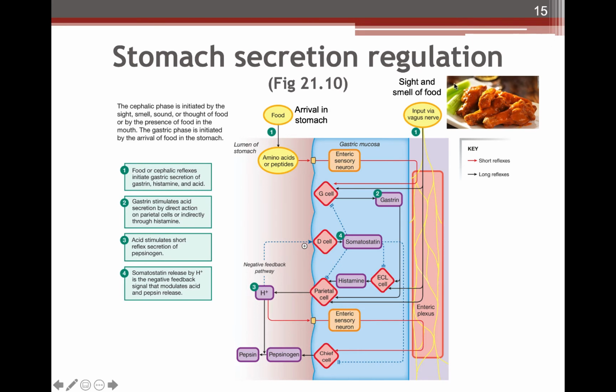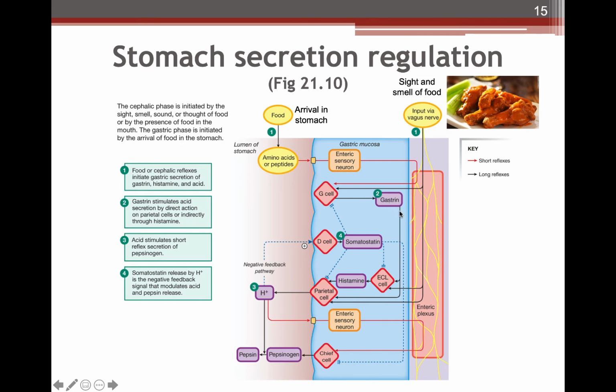The sight and smell of food is also transmitted via this black arrow to the G cells. And so that's transmitted via parasympathetic innervation to the enteric nervous system via the vagus nerve. This is one of the cranial nerves. So this is where the parasympathetic autonomic efferent pathways can also have a hand in stimulating the release of this signal molecule called gastrin, which, like I said, is the go signal for the rest of this.